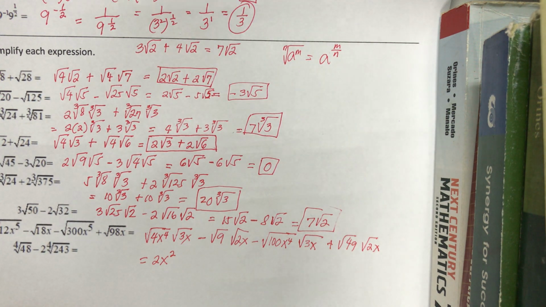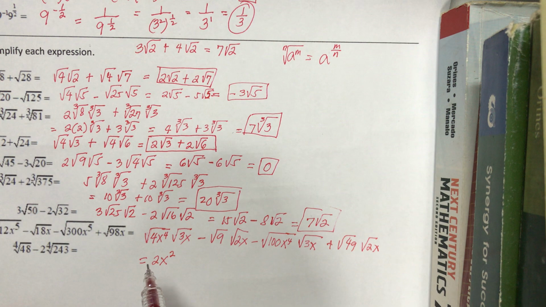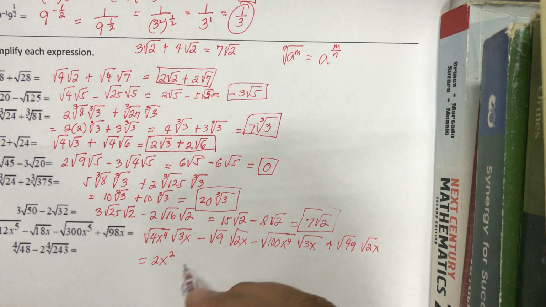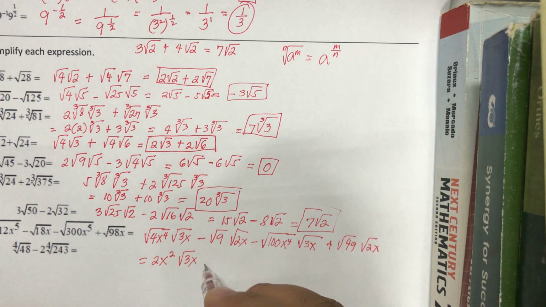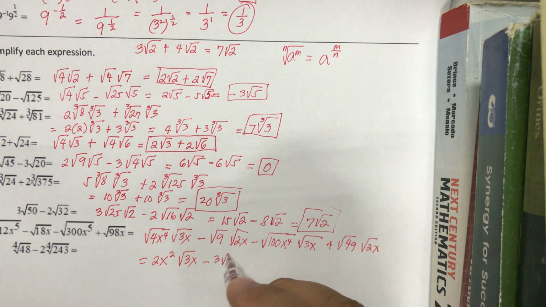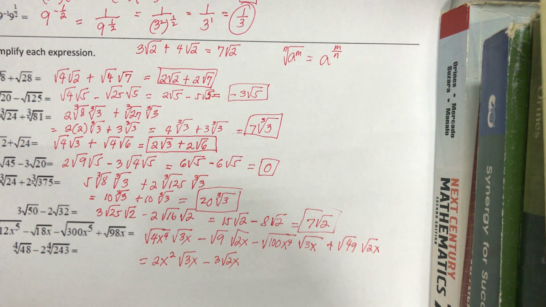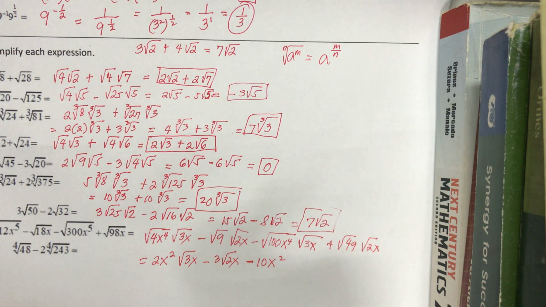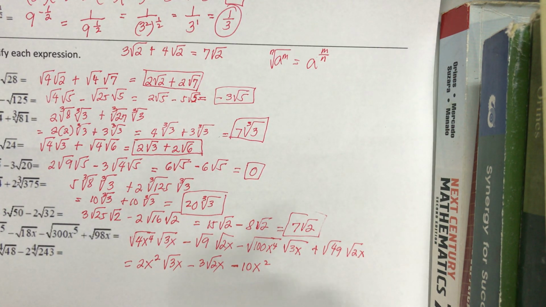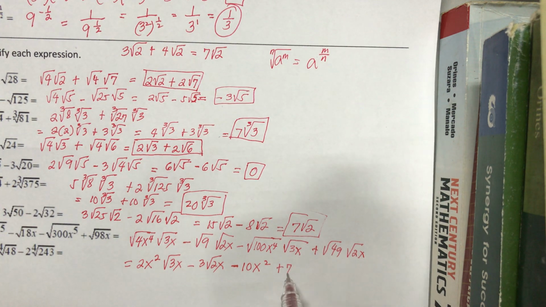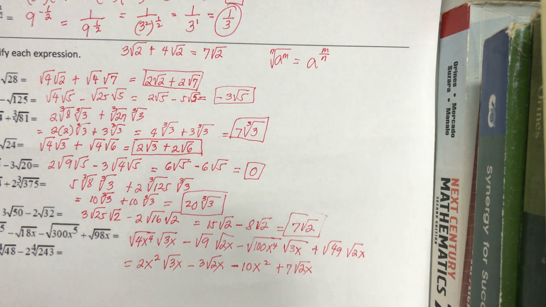So the square root of 4x to the power of 4 is 2x squared. Copying the square root of 3x. The square root of 9 is 3, times the square root of 2x. The square root of 100x to the power of 4 is 10x squared. Copying, of course, the sign between the expressions. The square root of 49 is 7, so 7 square root of 2x.